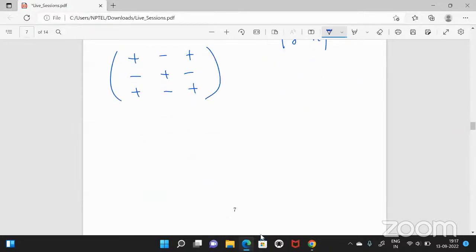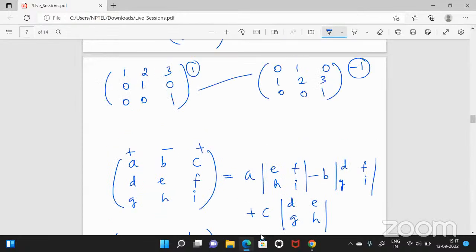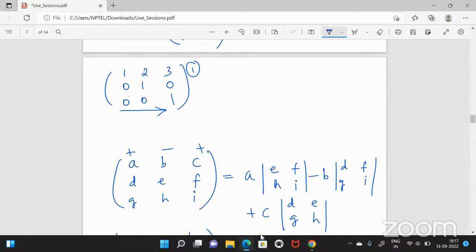So we take the same matrix. We already know the determinant is 1 because it's an upper triangular matrix. So the determinant is the product of the diagonal entries. Let's expand along the last row. For the last row, what is the first sign? Plus or minus? Plus. Yeah, plus, minus, plus.